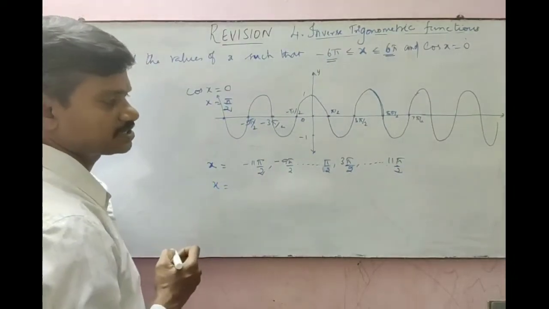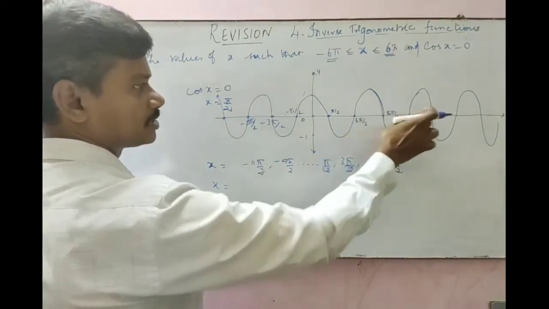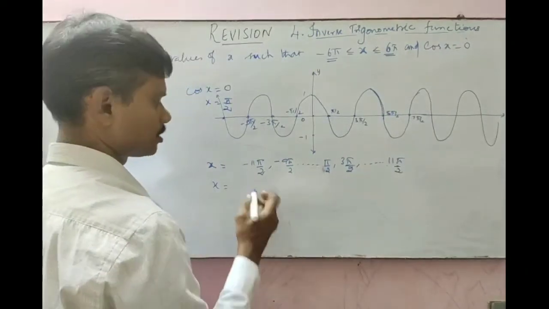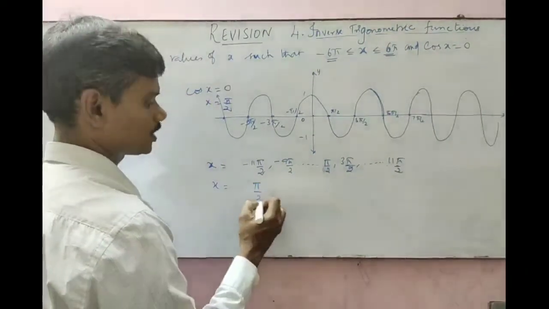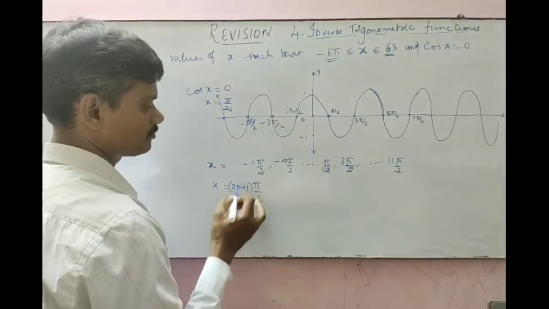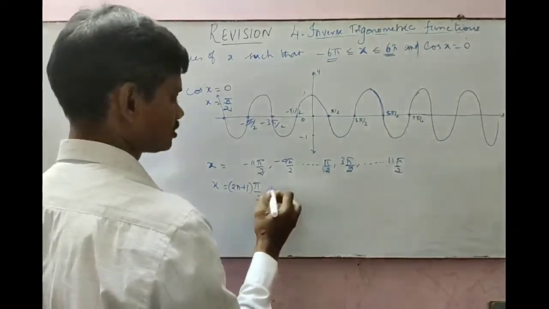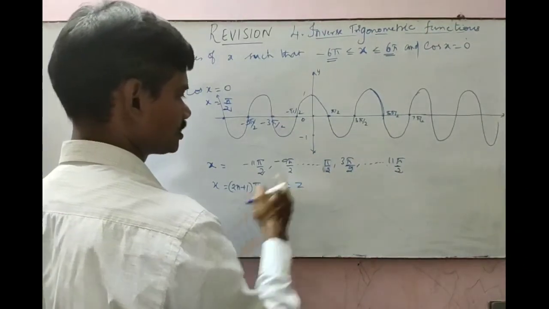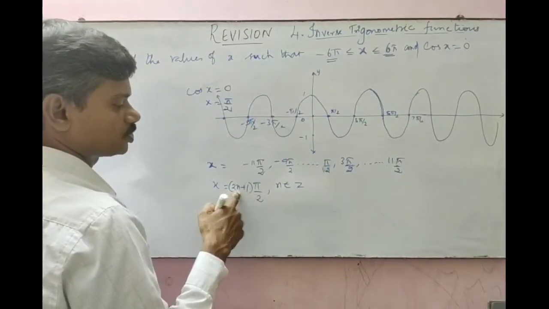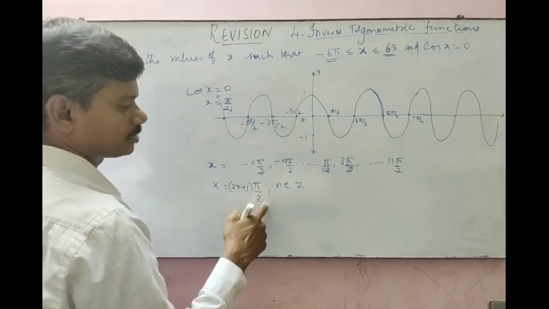To get the generalized value, look here: 1, 3, 5, it extends like odd numbers, odd values of pi by 2. What is the general form of the odd values? It is 2n plus 1. Now if you substitute the value of n as any integer, you will get these values. If n is equal to 0, you will get pi by 2. If n is equal to 1, you will get 3 pi by 2.